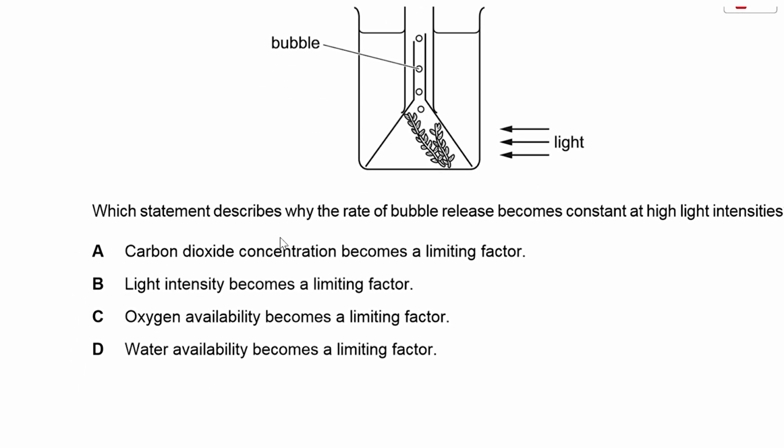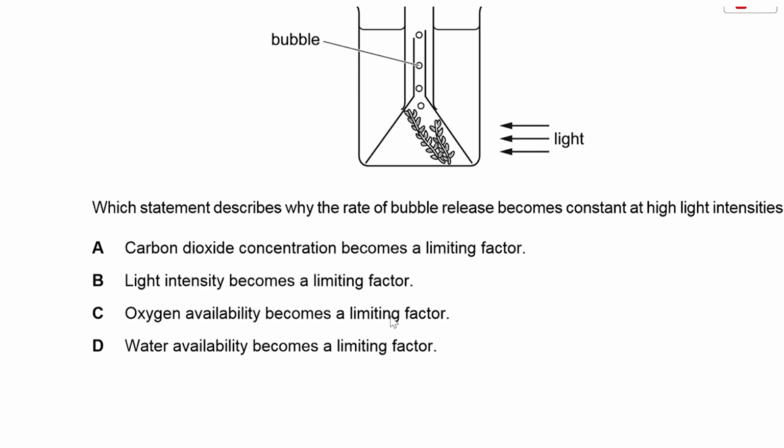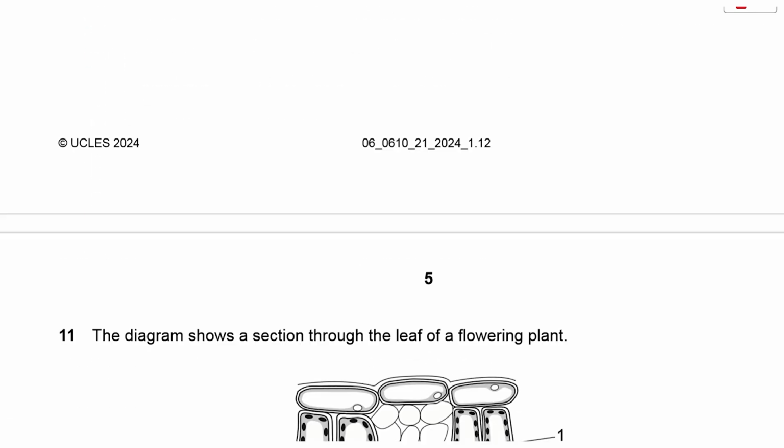Choice A says carbon dioxide has become a limiting factor. B says light intensity has become a limiting factor, which is untrue. Oxygen availability becomes a limiting factor? We don't need oxygen in the process of photosynthesis. Of course, oxygen is a byproduct of photosynthesis. Water availability becomes a limiting factor? So here the right choice is carbon dioxide. Alright, so carbon dioxide will be a limiting factor.